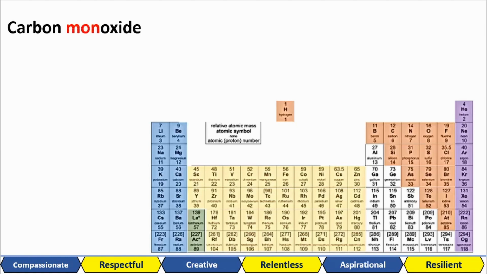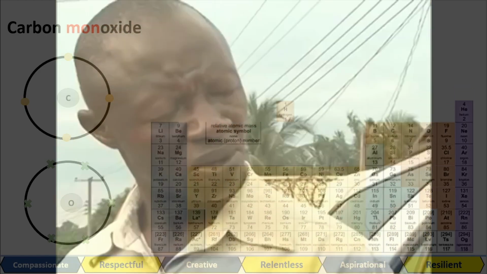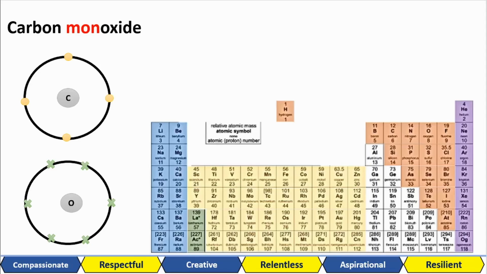Carbon monoxide is made out of carbon and oxygen. Wool up, just wool up. What's a business, man? Honestly, this is simple.